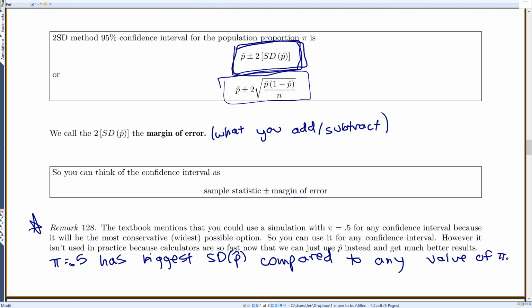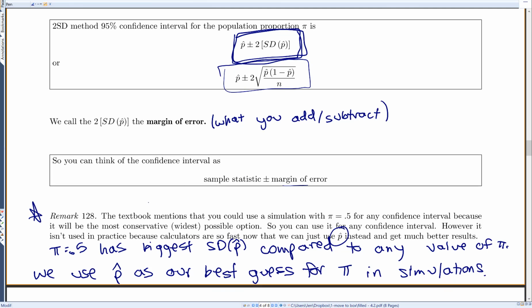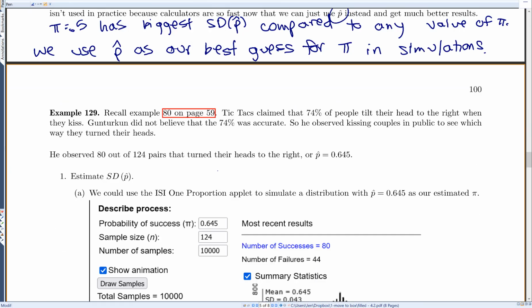We can just use our actual sample proportion p hat as our best guess for pi when we run our simulation, and we get better results. So that is in the textbook, that's what they're talking about, but we're just always going to use p hat in our simulations. So we use p hat as our best guess for pi in the simulations. Okay, you could use 0.5. It's more conservative. You get a wider interval. It works, but using p hat as your best guess is going to work better.